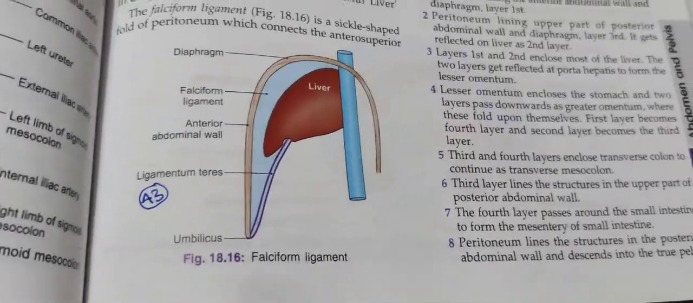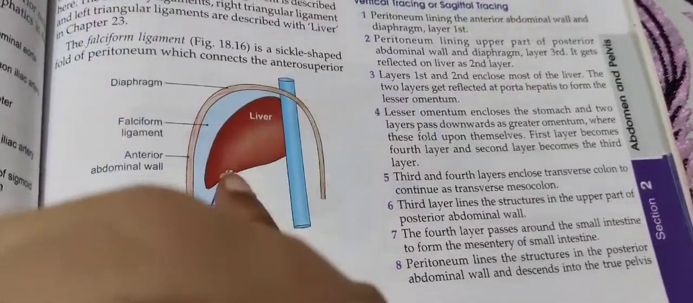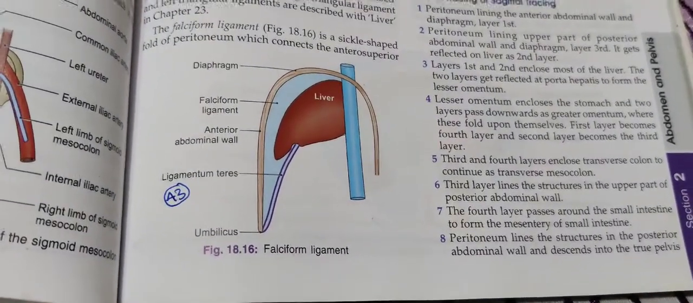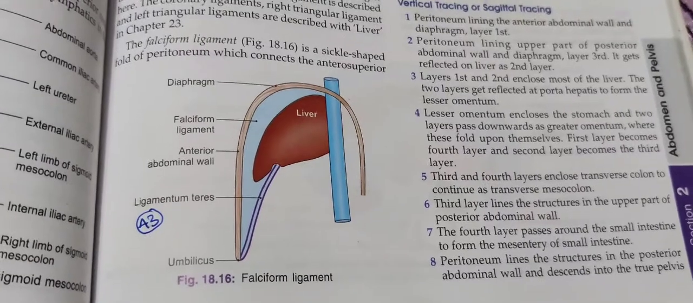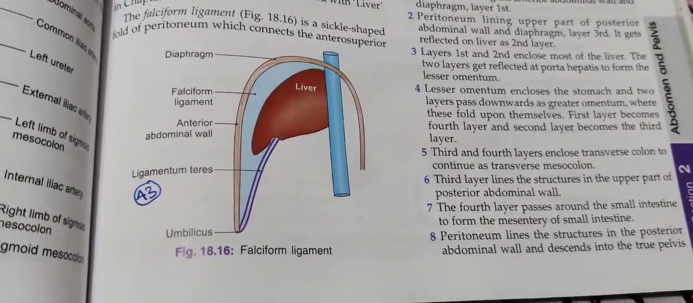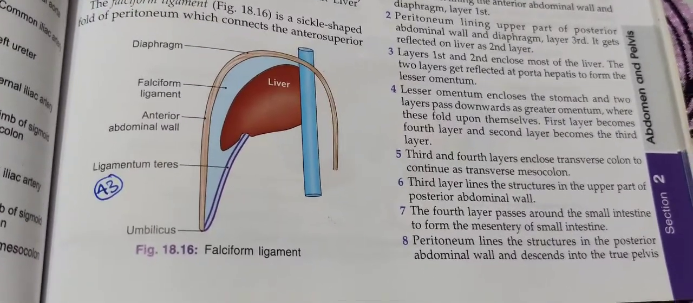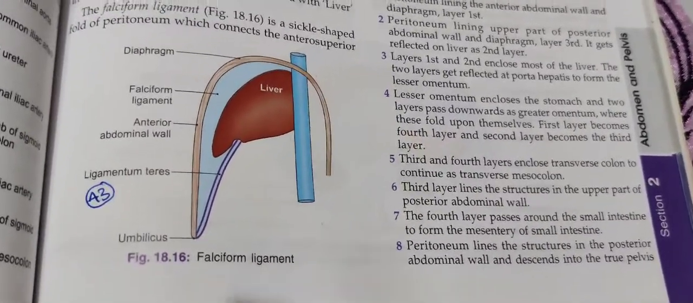Okay, so now see this. There's the lesser omentum. This lesser omentum goes down and then folds on itself and goes above the liver, and then it comes in contact with the diaphragm. So the lower part is ligamentum teres and the upper anterior part is the falciform ligament.